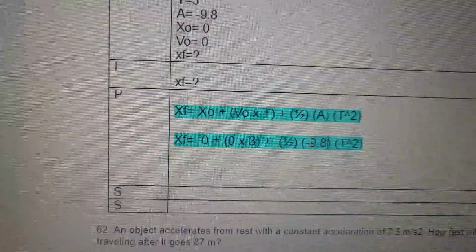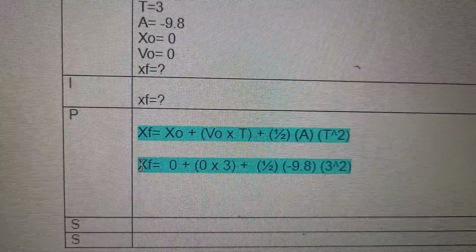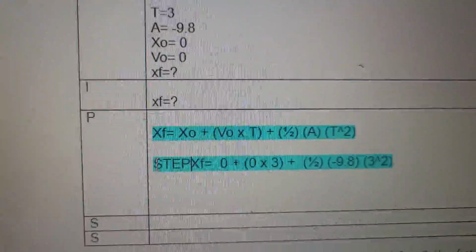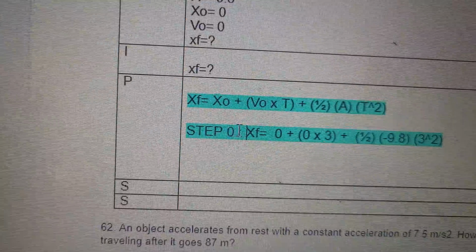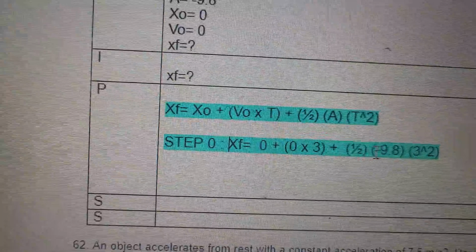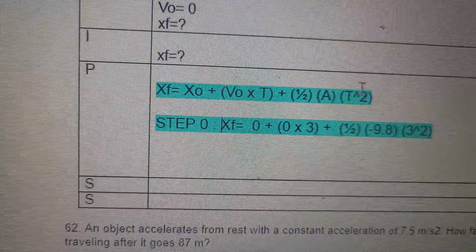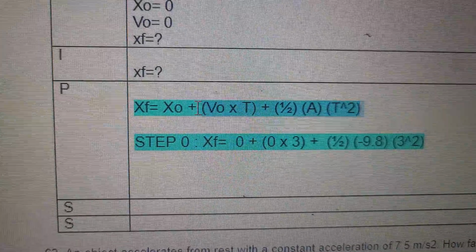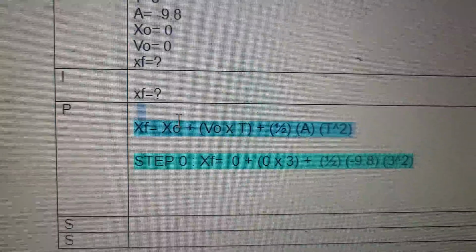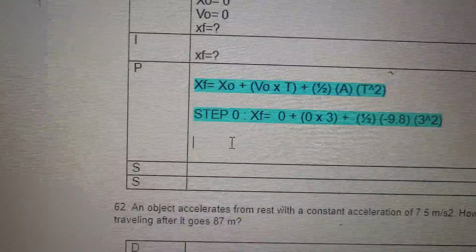Why is it step 0? Can you remind me? Because we're just plugging in. We have not done anything yet that changes what it originally was. If I take away all these numbers and replace them back with the actual variables, it's still the same as what I have up here. That's why it's step 0, because the only thing that changes is the numbers, but the variables are still there.